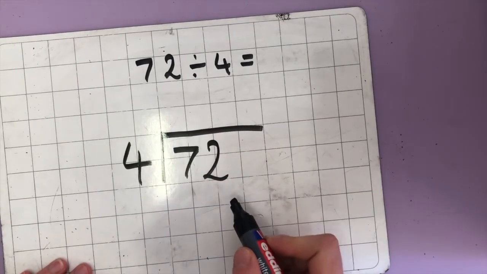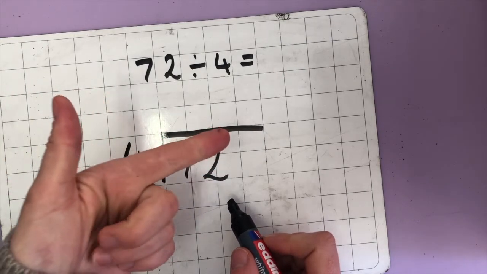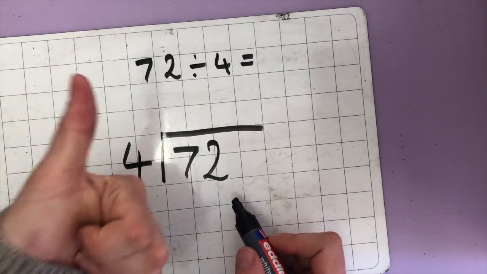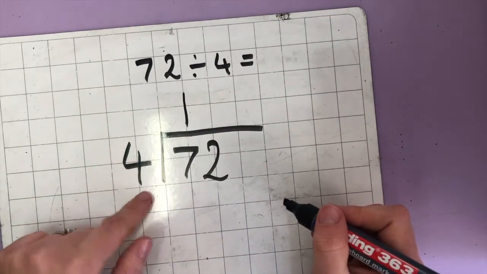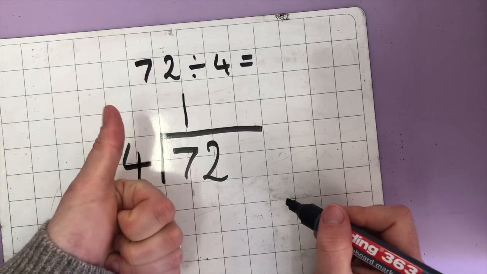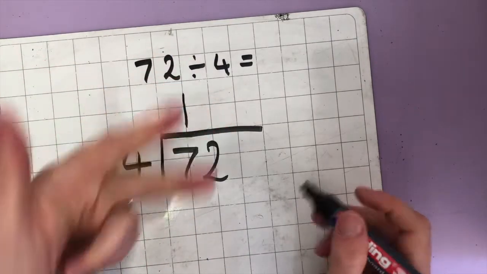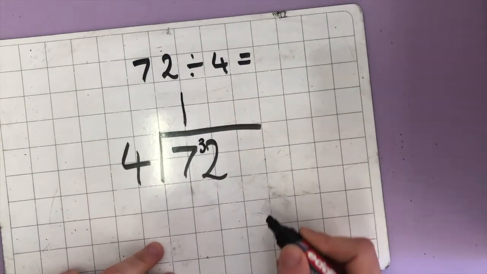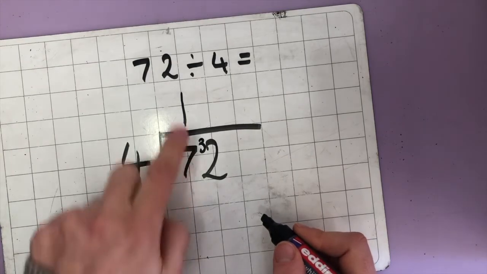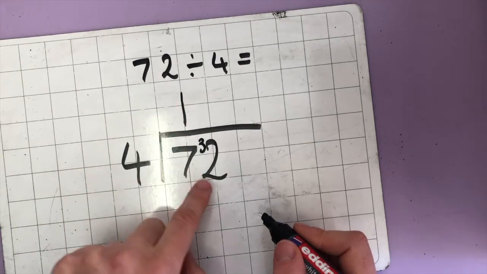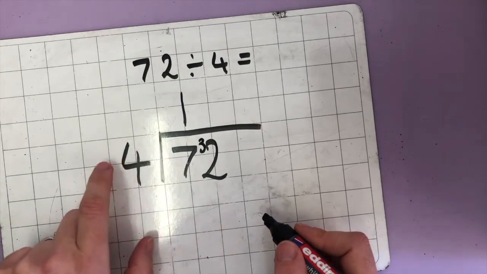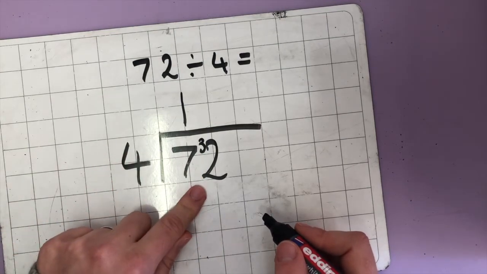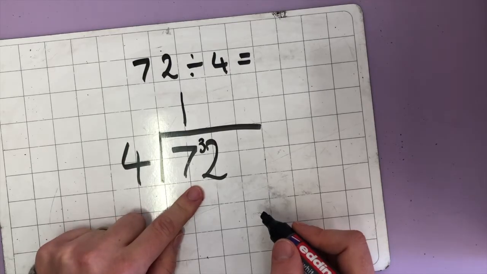So how many 4's go into 7? 4, 8. Oh, okay, so only 1 goes in once fully. And then how many is left over? 4, 5, 6, 7. 3 is left over. So 4 only goes into 7 once fully, with 3 left over. So now, because I put my 3 there, now I'm seeing how many 4's go into 32. Let's count.